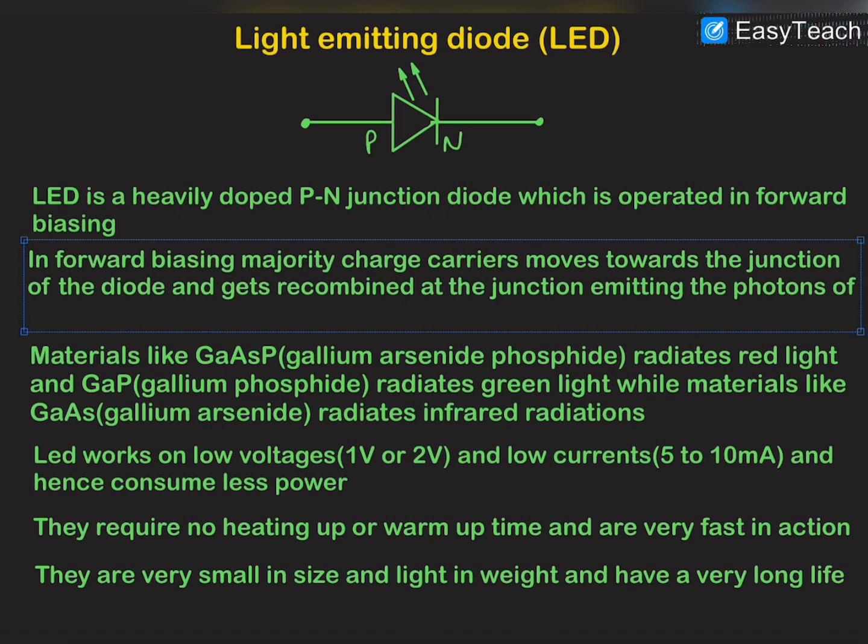In forward biasing, as we have already discussed, diffusion current flows through the diode, and diffusion current is due to the majority charge carriers, which are electrons and holes. They recombine with each other at the junction of the diode, and due to that recombination, photons are emitted from the junction. So this is the working of LED, and if those photons are in the visible region, we would see them in the form of light. So this is a light emitting diode.